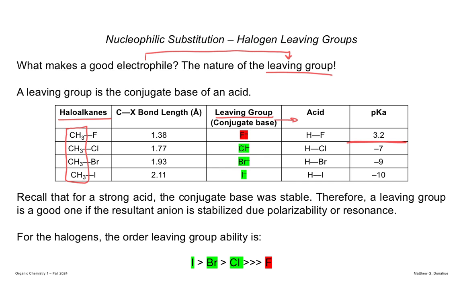So the pKa value of that conjugate acid, really you're looking for that value to be less than 0. Because we know that the stronger the acid, the weaker the conjugate base. And the way that ties into this is that means that conjugate base is very stable.